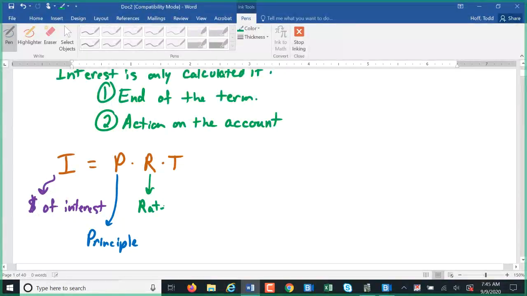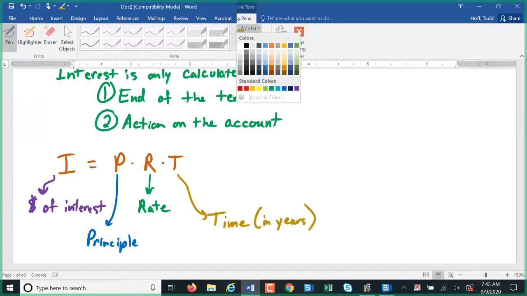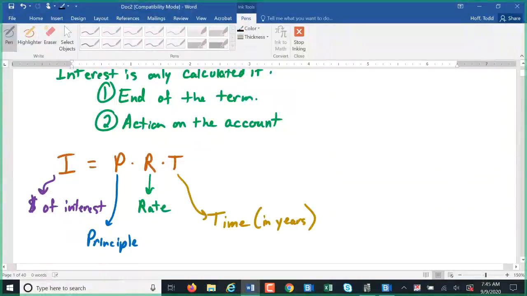R stands for rate. Remember, rate is a decimal form of a percent. And T is time, always given in years. So this is our rate method. You have 100% of the base amount, which is the principal, times the rate, and then it is modified for the period of time. If it's a 1-year term, then this is exactly our rate method of percents.